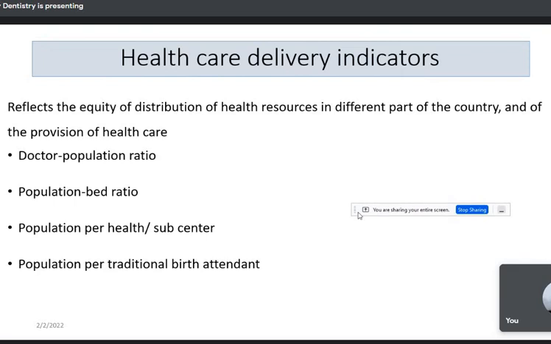The other is the healthcare delivery indicator. It reflects the equity of the distribution of the health resources in different parts of the country. How the government has distributed the health care, how the healthcare services are delivered throughout the country, that is the healthcare delivery indicator.